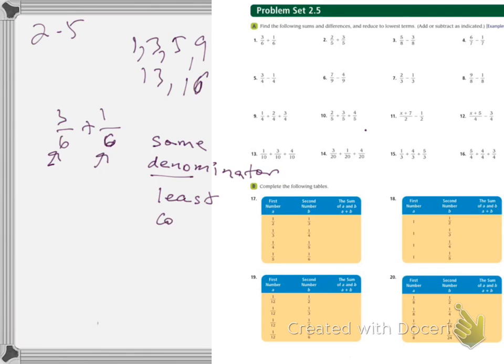Least common denominator. That's the name of it. And then sometimes to make it short, we call it like this, LCD. That means the same. But that's what this number means. This is the smallest common denominator.